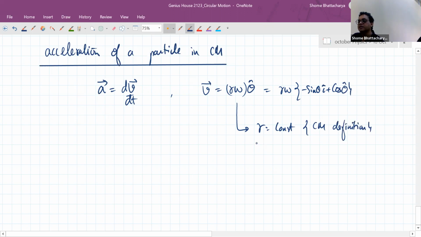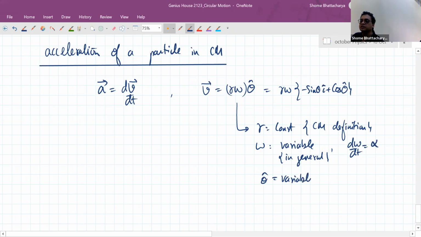But omega is variable in general. It may be constant in certain cases, but in general omega is variable. And in fact, we have the definition that the rate of change of omega is alpha, the angular acceleration. And theta cap is also variable. We just understood that theta cap is all the time rotating. So when we are doing this differentiation next, we'll have to use the product rule.